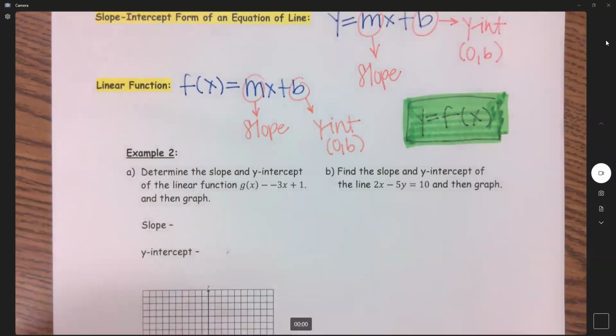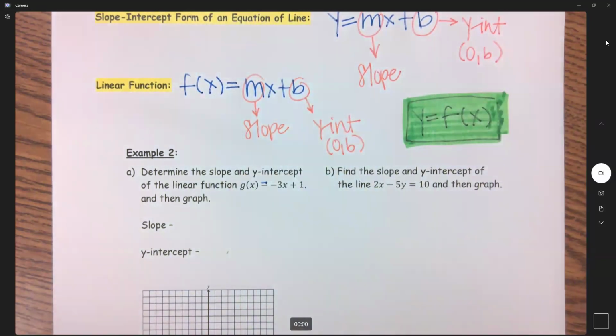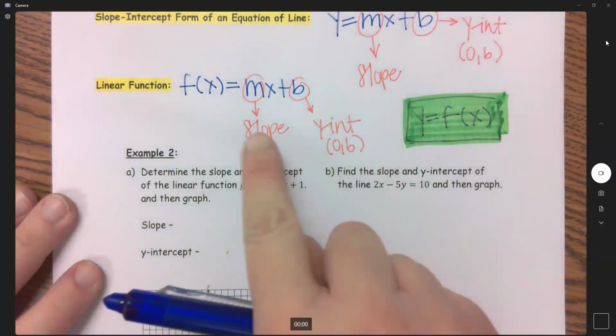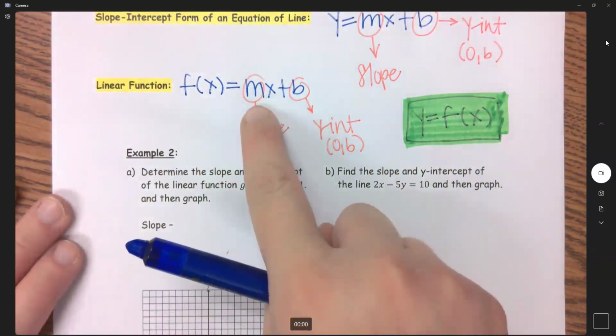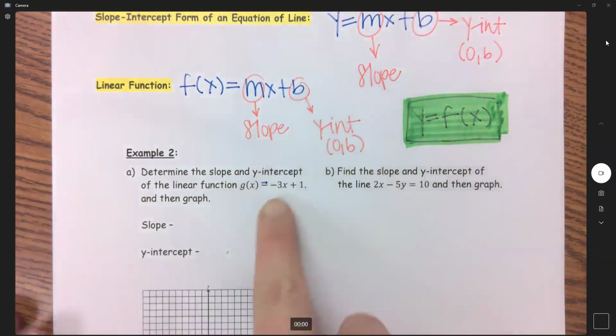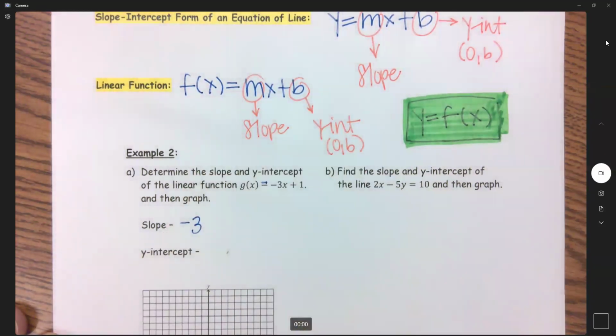So example 2, determine the slope and the y-intercept of the linear function g of x equals negative 3x plus 1, and then graph. So what is the slope? Well, my slope is whatever is in front of the x. Notice slope is just m. It is not mx, right? So what's in front of x is that negative 3. So my slope is negative 3.